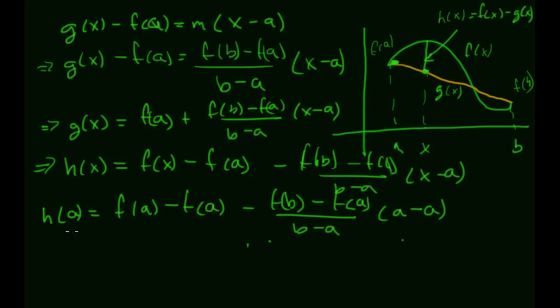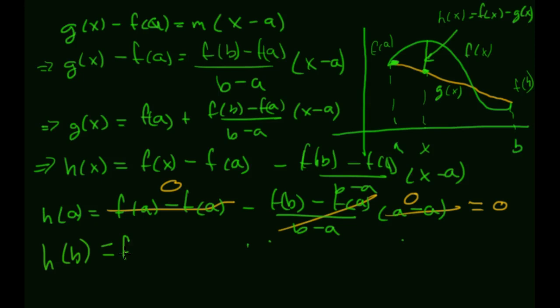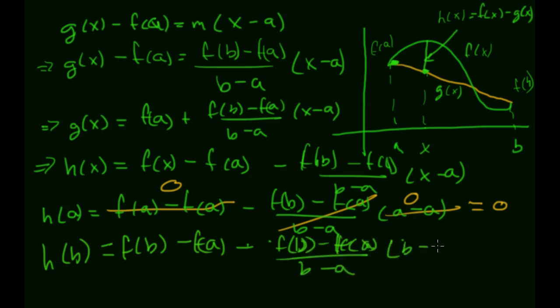Well, this minus this, that's 0. This minus this is 0. 0 times anything is 0, so this comes out as 0. Okay, so let's take h at b. All right, h at b gives me f of b minus f of a minus (f of b minus f of a) over (b minus a) times (b minus a).